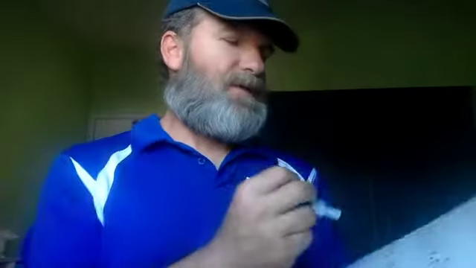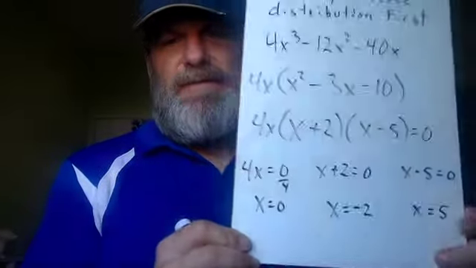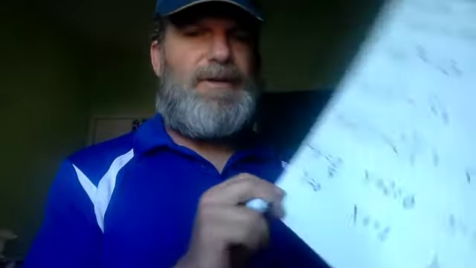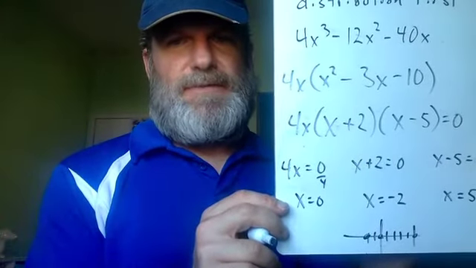So when you solve for these individually, you divide by 4, and 0 divided by 4 is 0. So x could be 0. Or you subtract 2 from the other side, and x could be negative 2, or you add 5 to the other side, and x could be positive 5. So you would have 3 x-intercepts in a problem like this: 0, negative 2, and positive 5. So your graph would cross the x-axis at those 3 points, and it would look something like this.